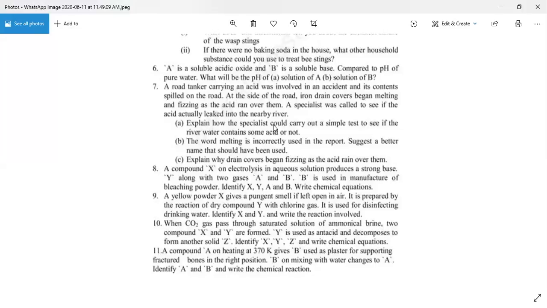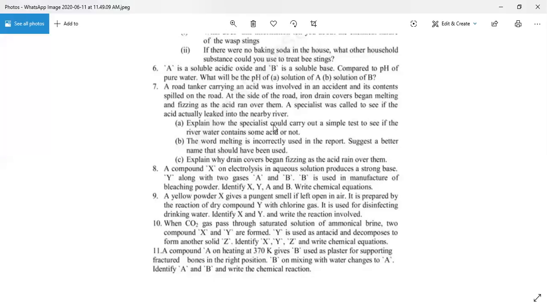Next one, tenth one. Ronak? Yes, ma'am. Tenth one. When CO2 gas passes through a saturated solution of ammoniacal brine, two compounds X and Y are produced. Y is used as an antacid and decomposes to form another solid Z. Identify X, Y, Z and write the chemical equation.